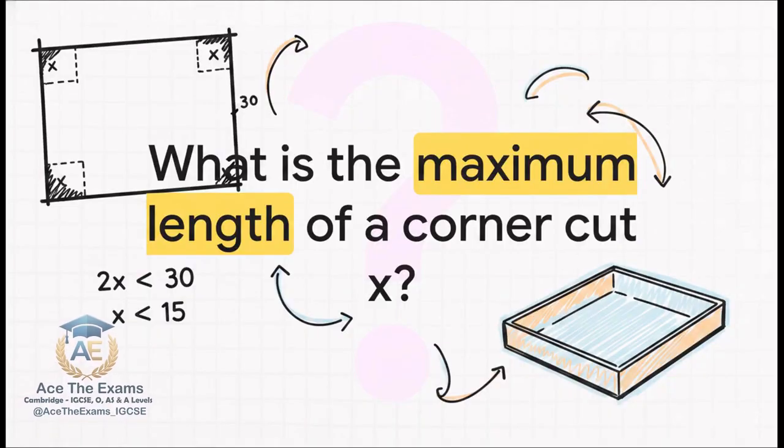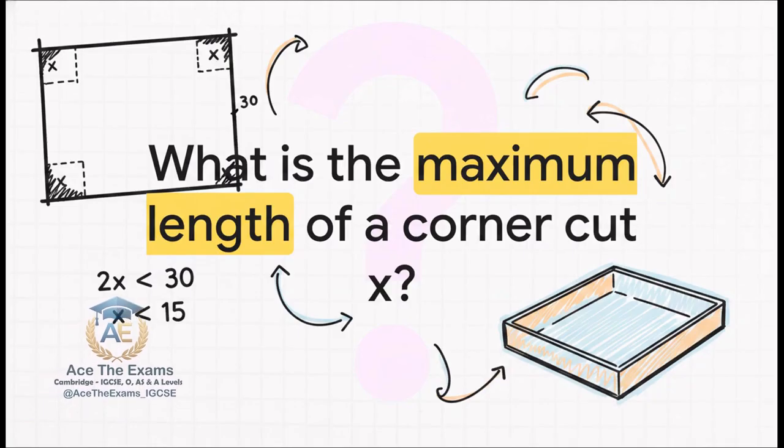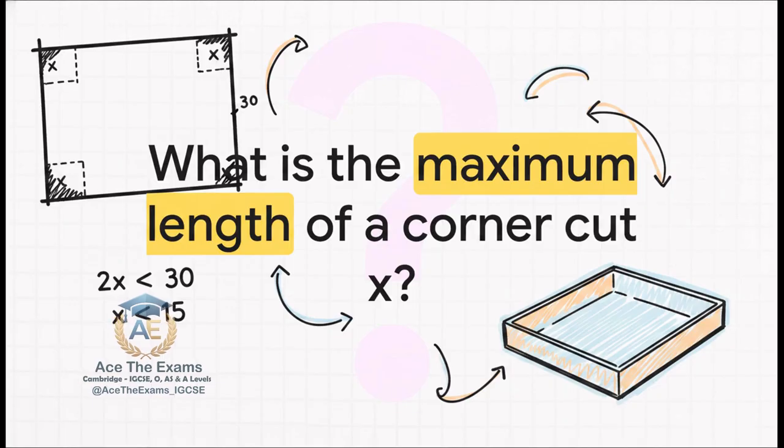But before we even try to calculate the best tray, we have to determine the domain. Basically, what is the physical maximum size of X we can cut before the metal sheet essentially disappears?